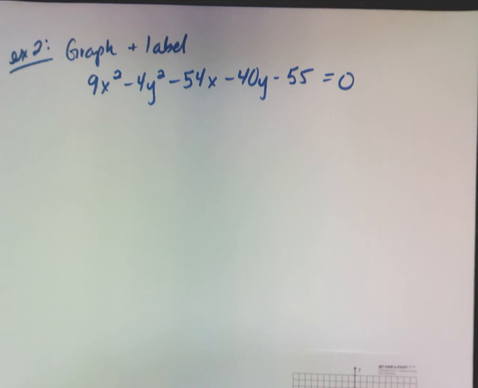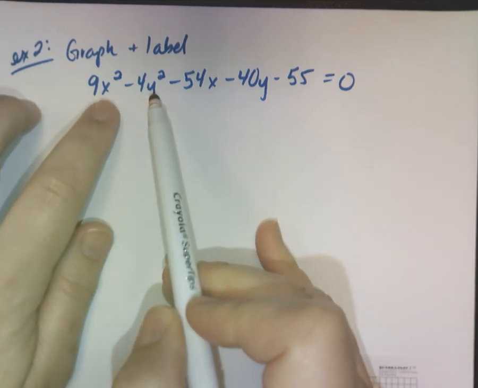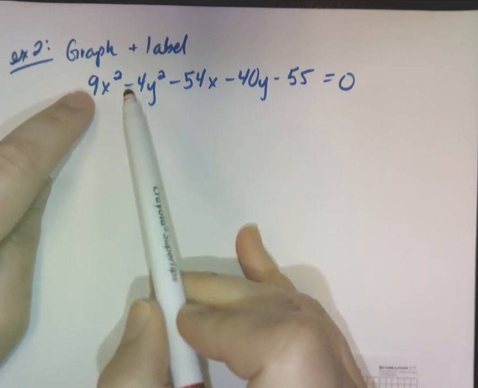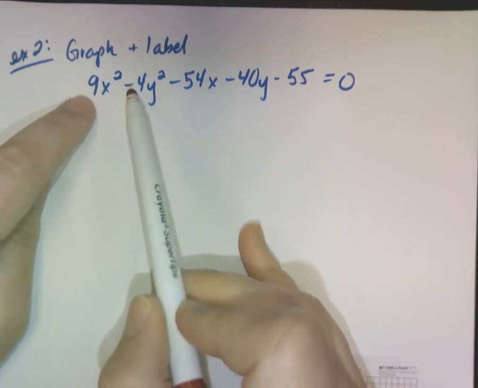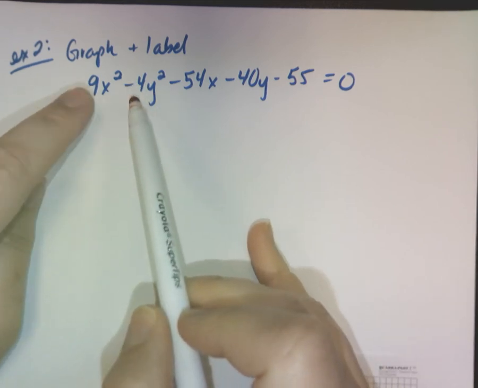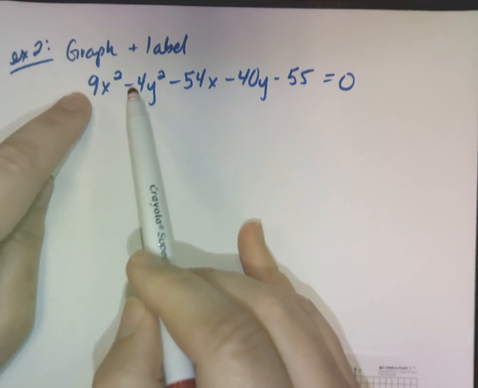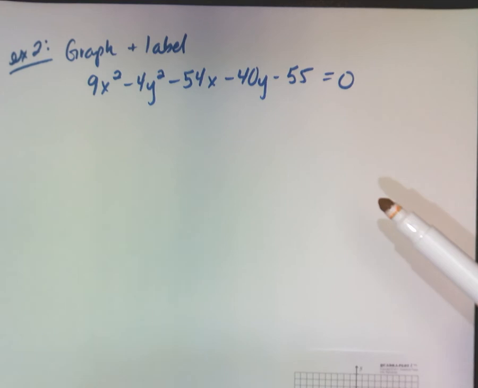Graph and label. 9x squared minus 4y squared minus 54x minus 40y minus 55. Now, I know this is already a hyperbola. Here's why. It has an x squared and a y squared, which means it's not a parabola. How do I know it's not an ellipse or a circle? For an ellipse, these two would have to be the same sign, both positive, but one of them is negative, so that makes it a hyperbola.